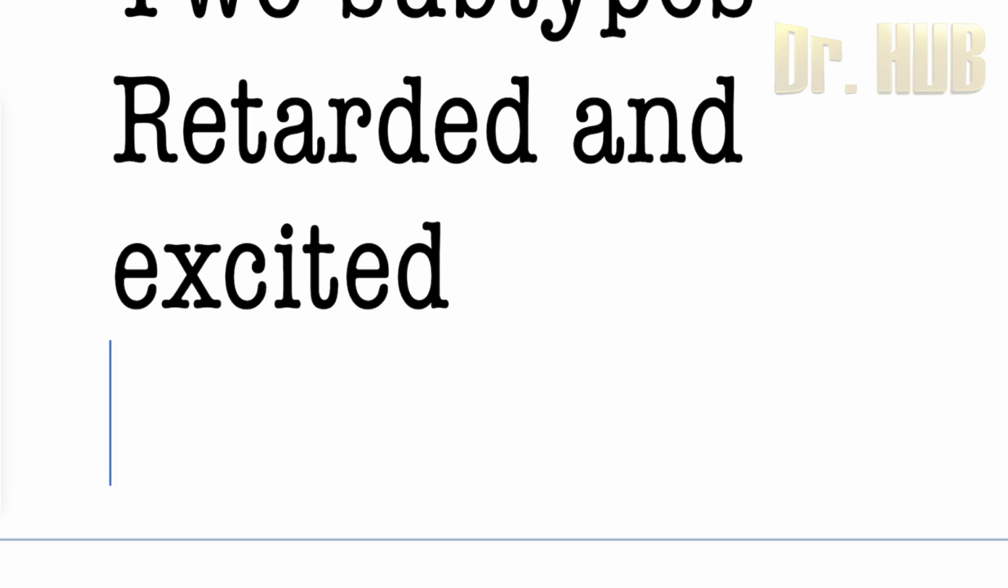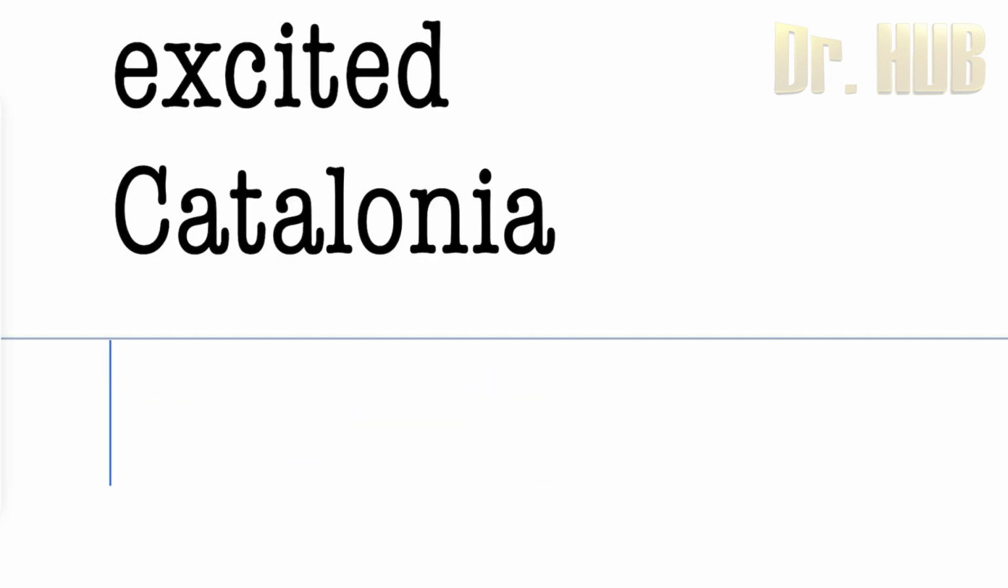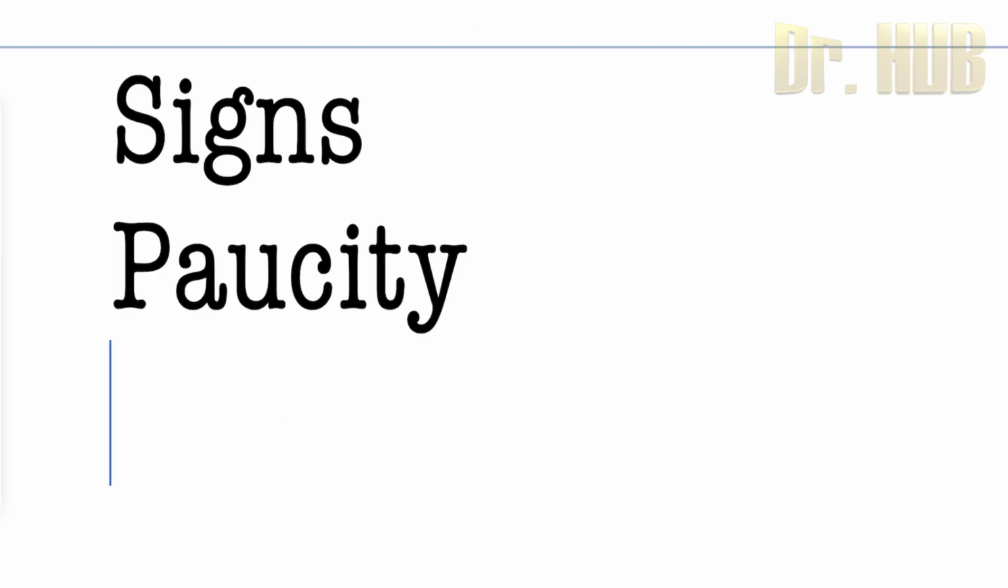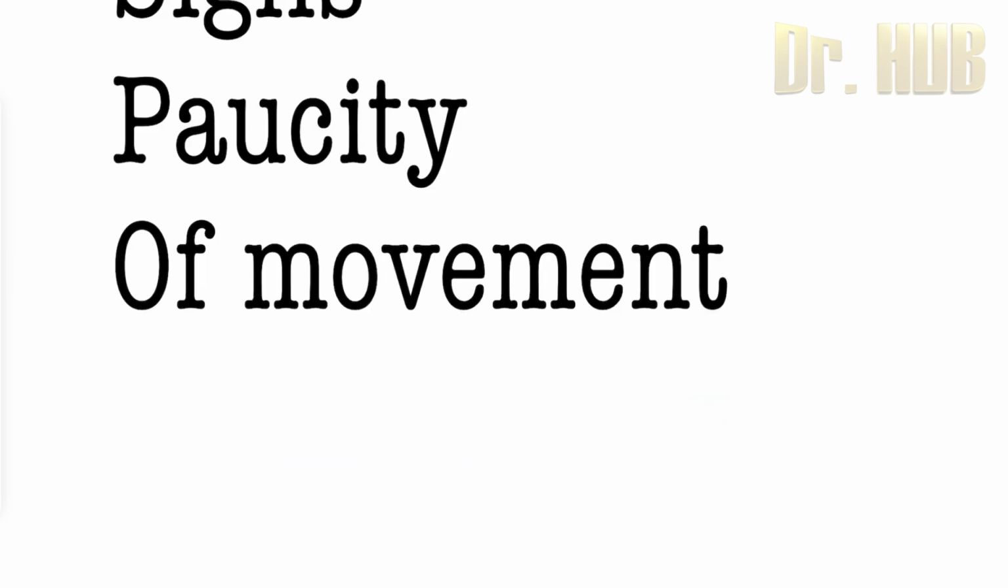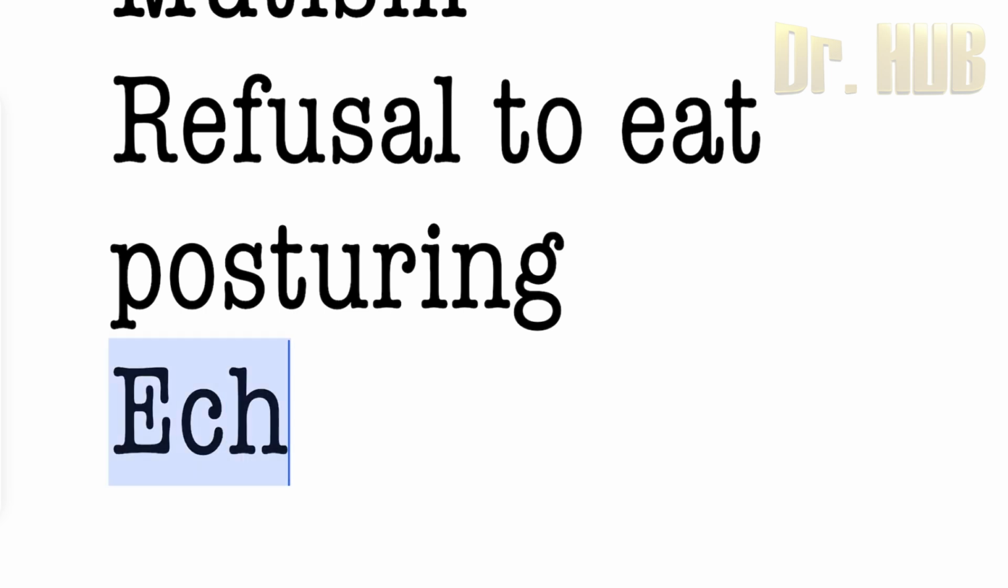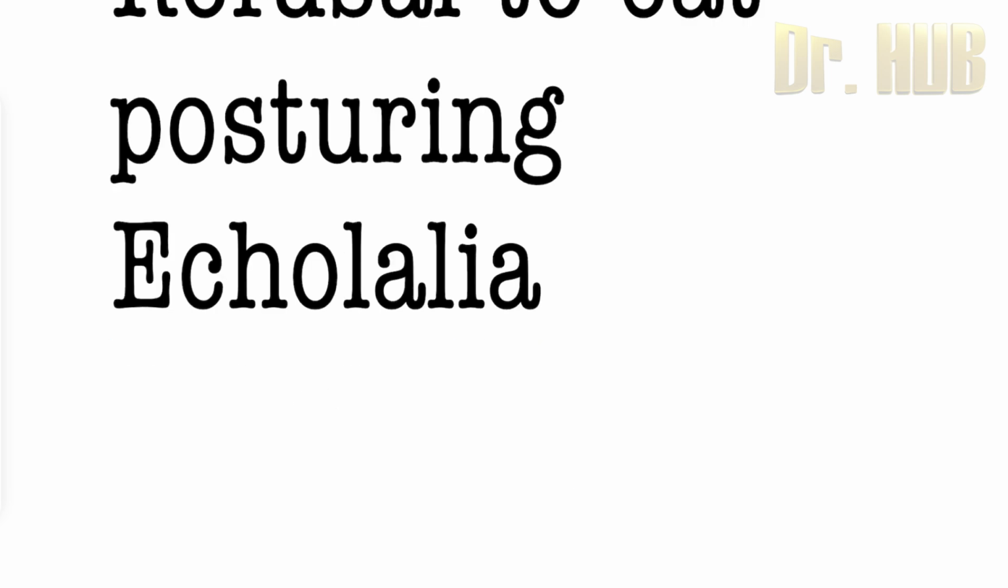Looking at retarded catatonia, it is associated with signs reflecting a paucity of movement, including immobility, staring, mutism, rigidity, withdrawal, and refusal to eat. Along with bizarre features such as posturing, there can be grimacing, negativism, waxy flexibility, echolalia, echopraxia, stereotypy, verbigeration, and automatic obedience. All this can be seen.